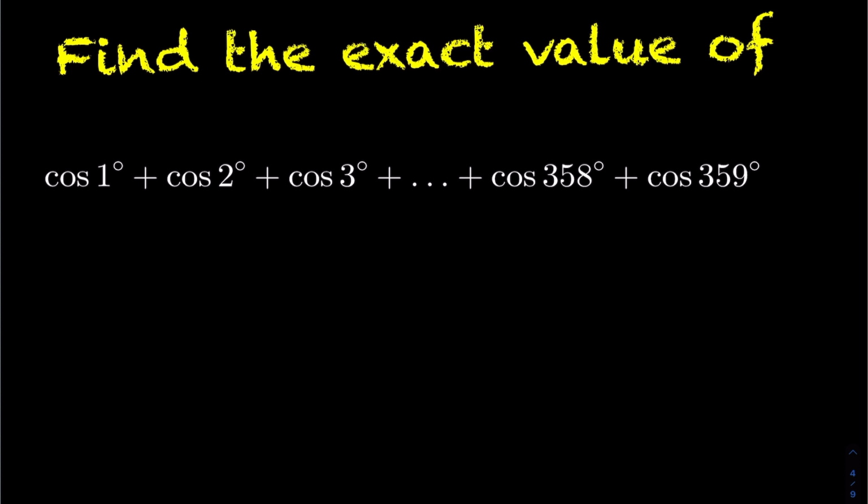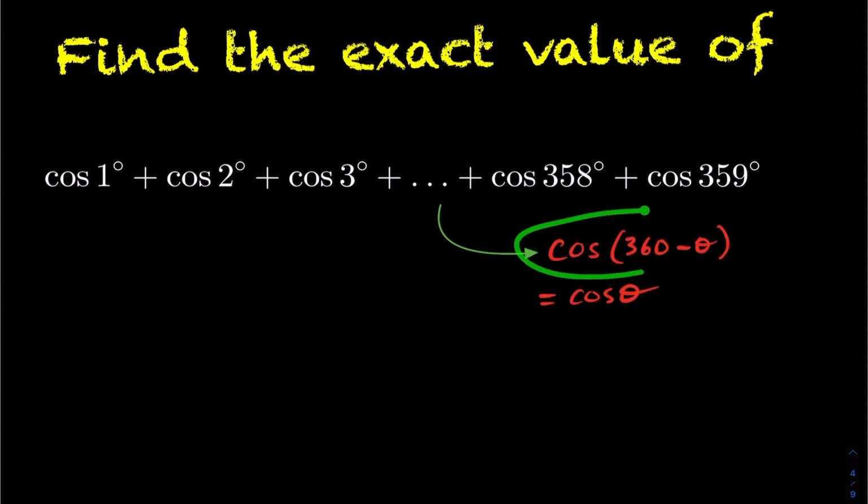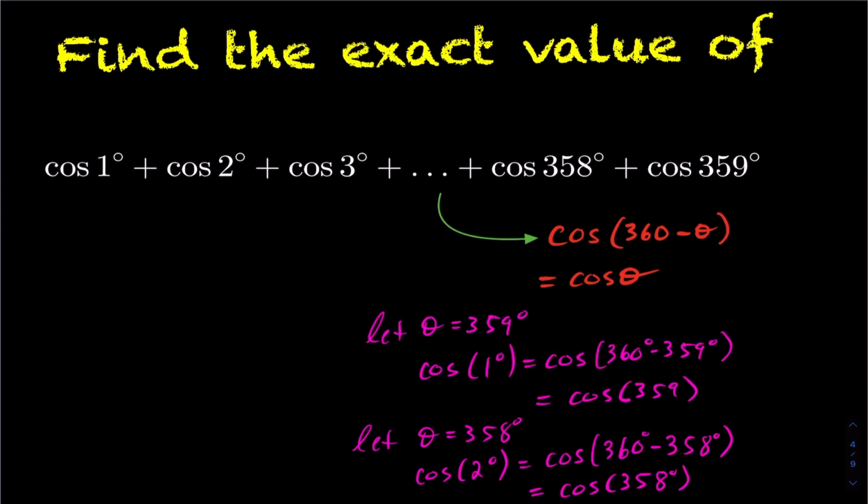So what we're going to look at first is the following results from our correlated acute angles. Using our correlated acute angles, we know the cos of 360 degrees minus theta is equal to the cos of theta. Applying that to these numbers, we have the following. And you can see here I picked a couple of values.